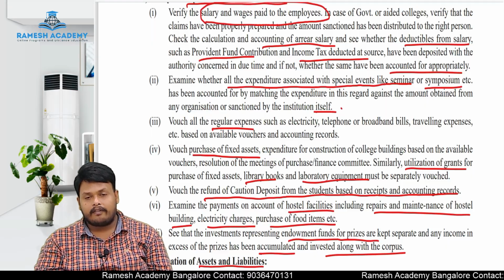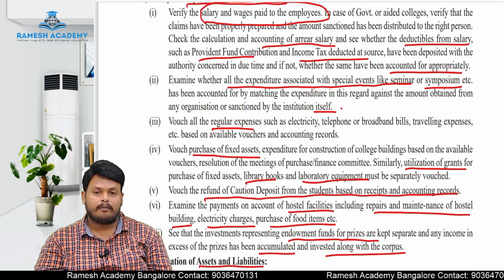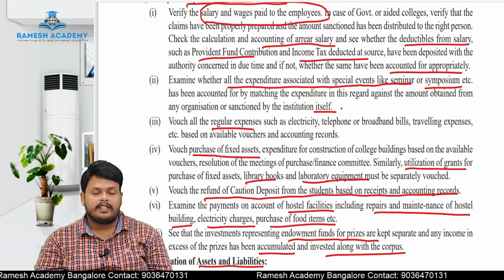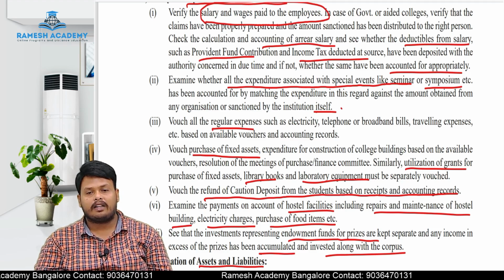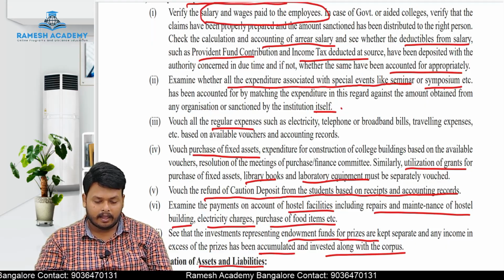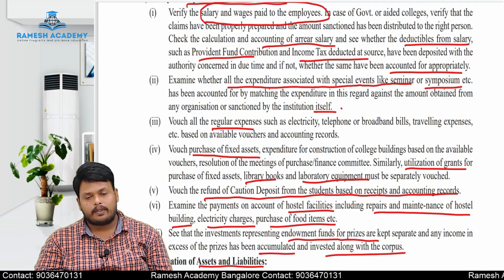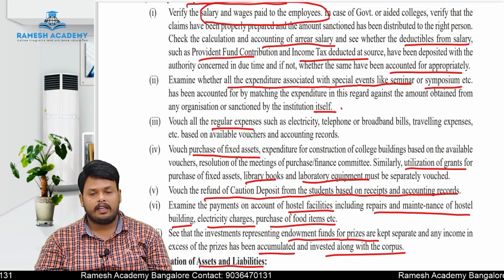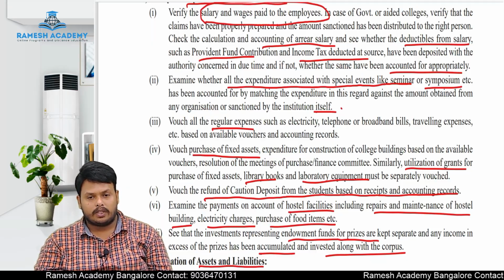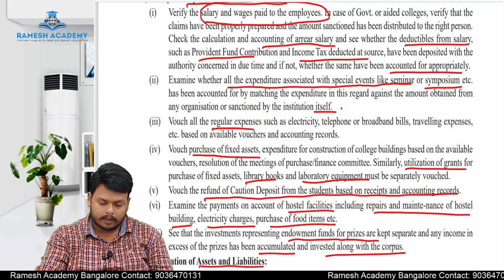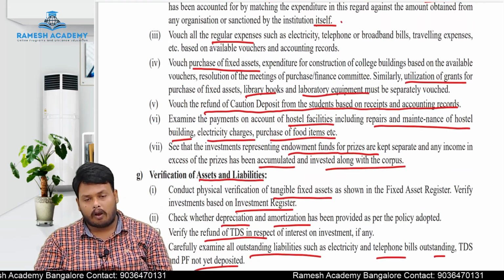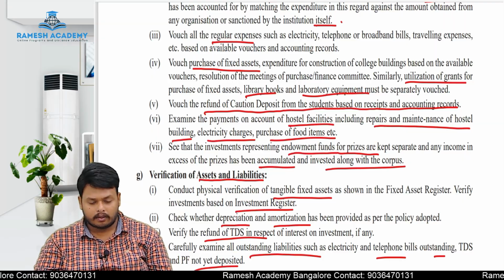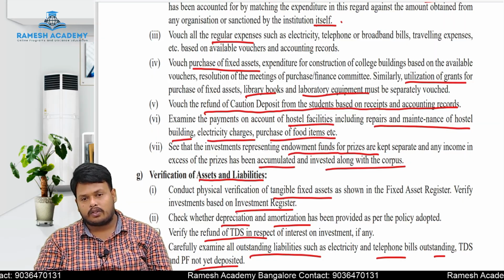Next, when the auditor is verifying the fixed assets, the auditor has to pick up the fixed asset register and verify whether all these fixed assets physically exist or not, and whether depreciation is properly calculated or not. Refund of caution deposits also has to be verified, whether any amount is deducted from the caution deposit for any damages done by the students. And any outstanding expenses not paid at the month end, that also the auditor has to verify. So these are the different things the auditor has to verify.